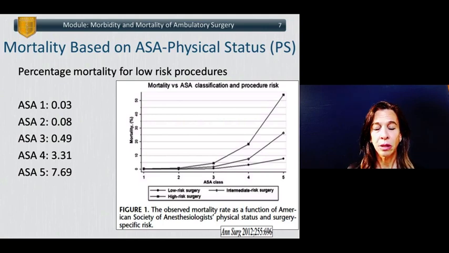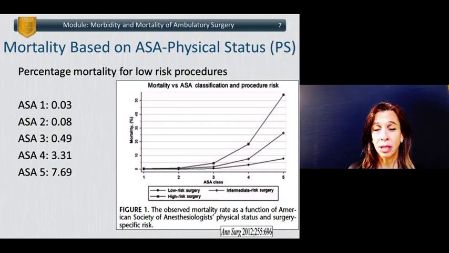For low-risk surgeries, it remains quite low. For higher-risk surgeries, that rise is even higher. At ASA 4 levels for low-risk surgery, 3.31% of patients will suffer mortality. And ASA 5 patients have over a 7% risk of mortality. Morbidity is slightly higher, and morbidity also tracks along with ASA physical status scoring.